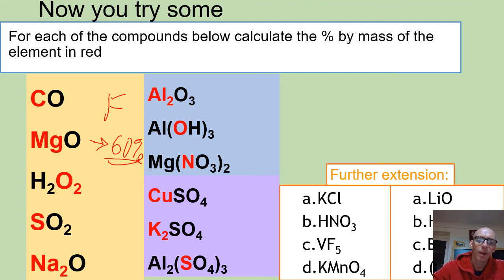If you're doing higher paper, do these ones instead. Again, the red element. Harder to work out some of the MRs. And actually, for those who really want to push themselves, we'd expect to see these ones as well.